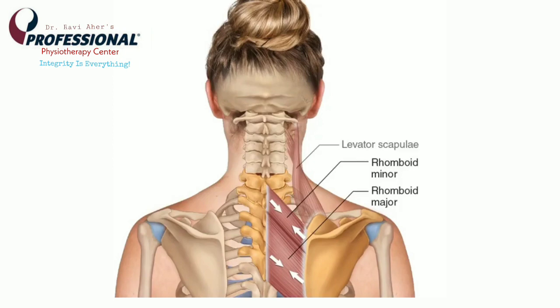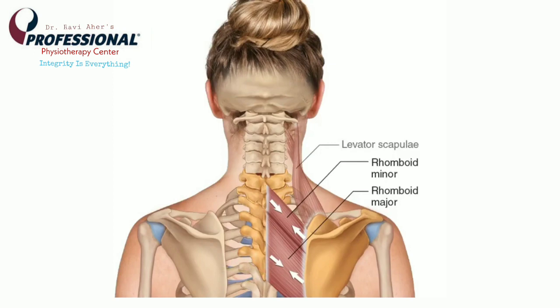The proximal attachments of the rhomboids are onto the spinous processes of C7 down through T5. More specifically, the proximal attachments of the rhomboid minor are onto the spinous processes of C7 and T1, and the proximal attachments of the rhomboid major are onto the spinous processes of T2 down through T5.